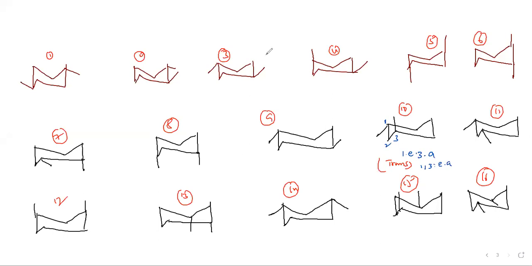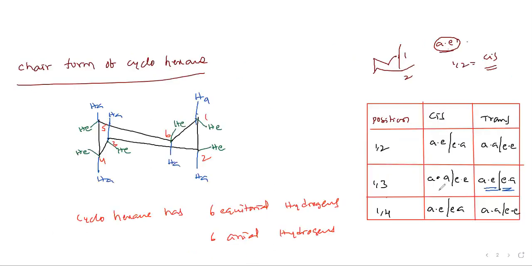Sai Ritvik, are you there? 13th. Yes, you start like 1, 2, 3. 1,3 axial, axial. What is this? Cis. Is it clear? 1 is axial, 3 is axial. Because 1,3 axial axial, what is this? Cis.